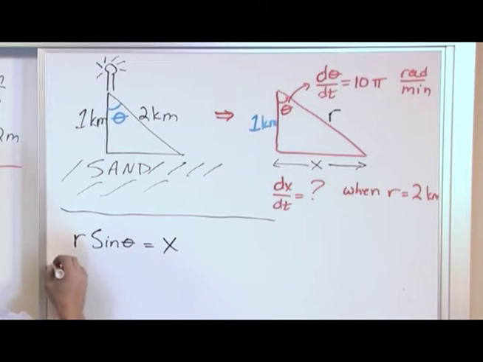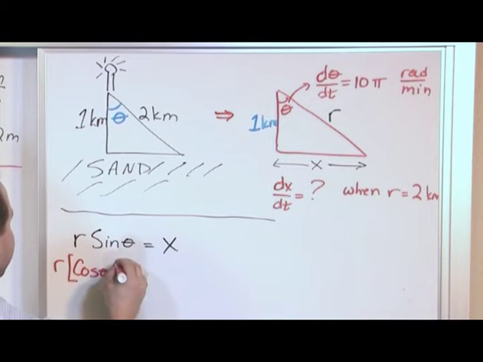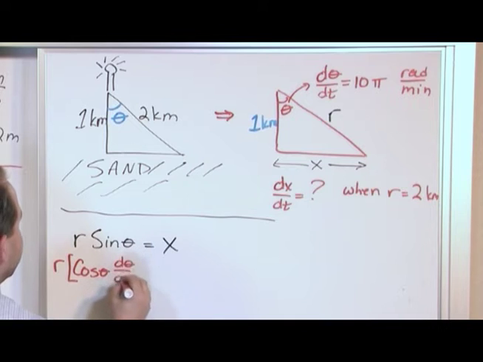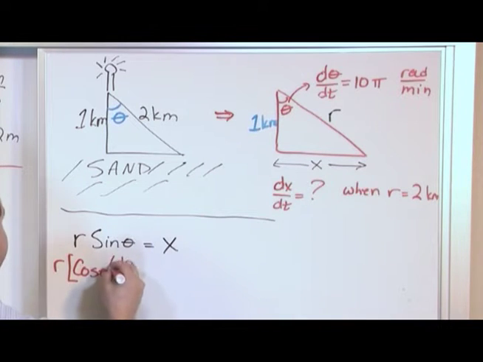So starting here I have r. Inside here, derivative of sine is cosine theta. But I can't stop there. I have to go d theta dt, because I don't know how theta changes with respect to time. That's how I do my implicit differentiation.